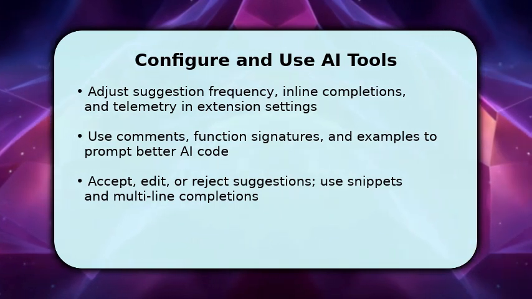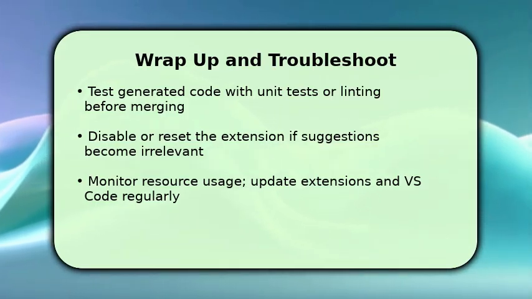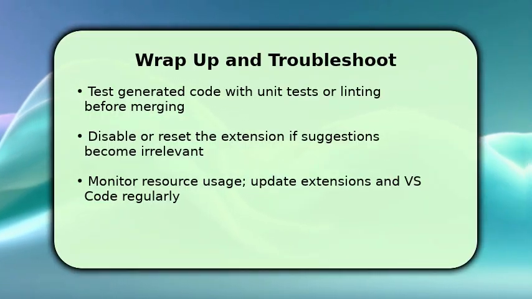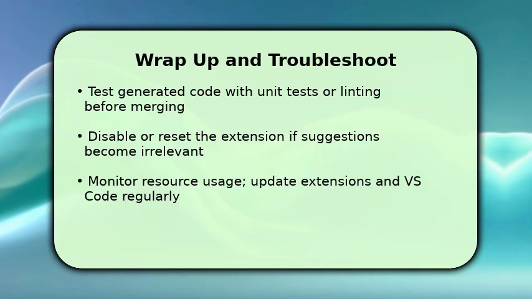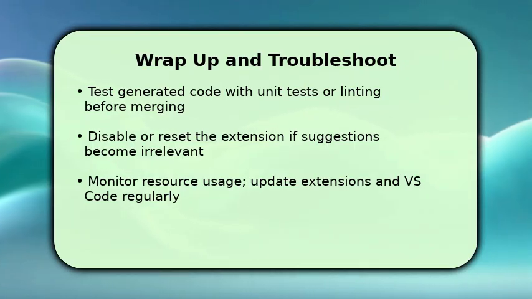Finish by validating AI output. Run unit tests, linters, and static analyzers to catch errors the model missed. Once done, commit only vetted changes. If suggestions drift or stop appearing, disable and re-enable the extension. Check your API key or reinstall. This often resolves sync issues.